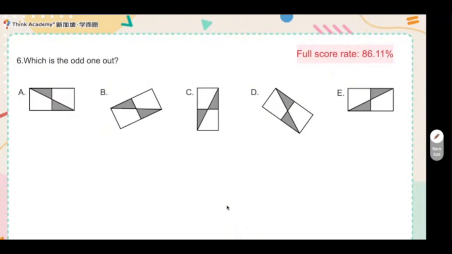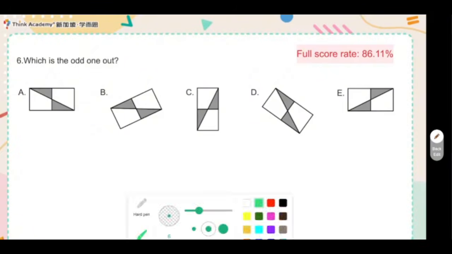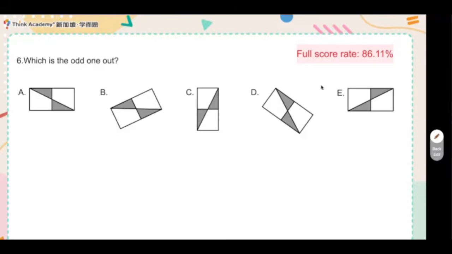Which one is the odd one out? So what you need to do is rotate your paper and observe the special part, for example, the shaded part. And after observation, you will know that option E is different from the others, because you can see the triangle should be towards the left side, but in option E, it is towards the right side, right? Good job. So this is why E is wrong.